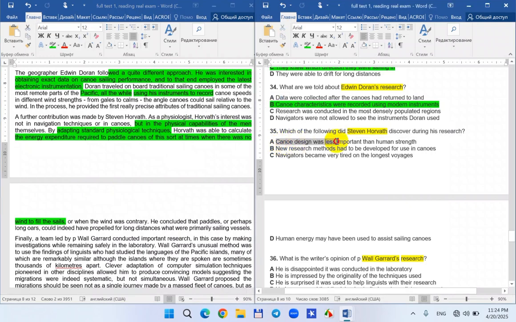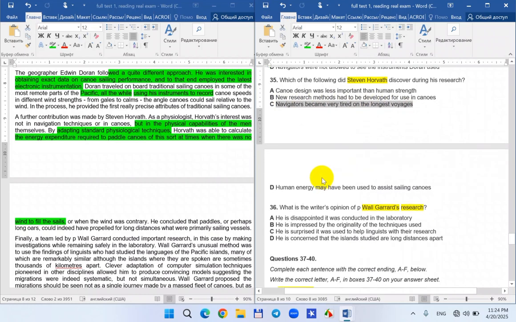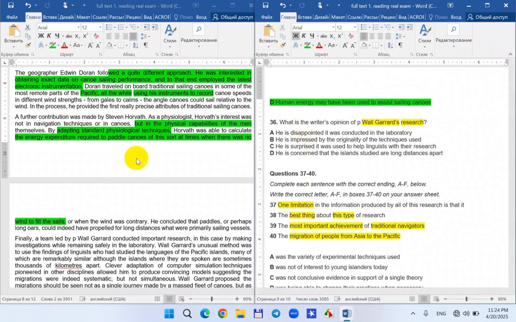Canoes were designed. Canoe design was less important than they did not compare. New research methods had to be developed for use in canoes. No. Navigators became very tired. Did they talk about being tired? No. Human energy may have been used. Yeah, this one is the correct answer because they said human capabilities. That's why this is going to be the correct answer.